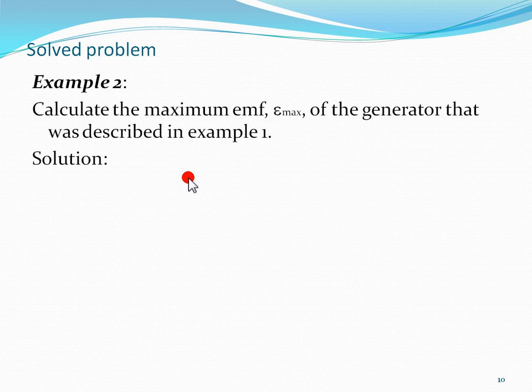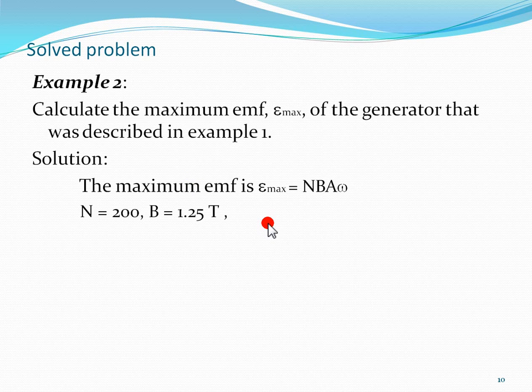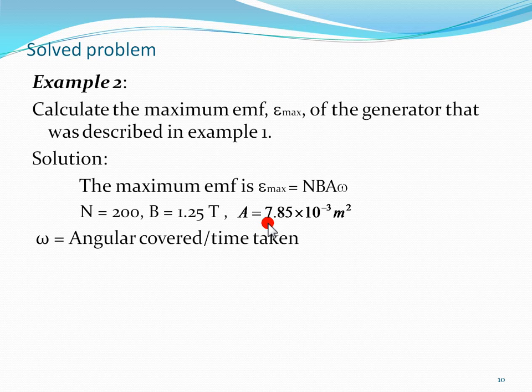The second question is, what is the maximum induced EMF? The maximum induced EMF is given by NBA omega. Everything is given here. N, B, area is given, but omega is not directly known from this given expression. But we are given the information that it has turned from 0 degrees to 90 degrees in 0.15 seconds. So angle covered divided by the time taken would be the angular velocity.